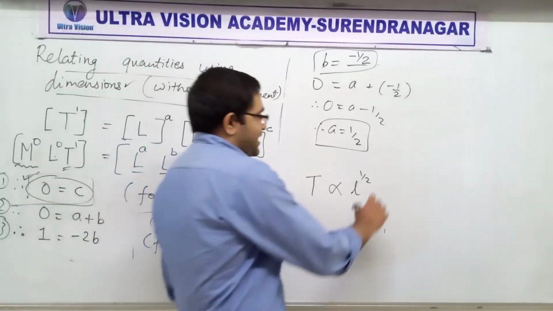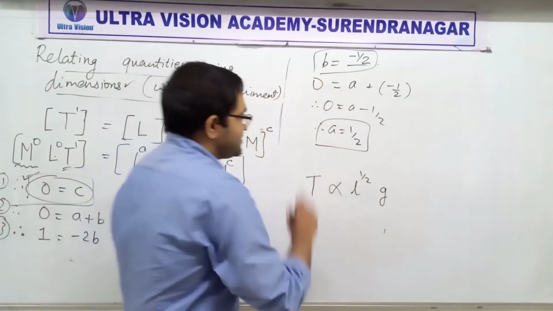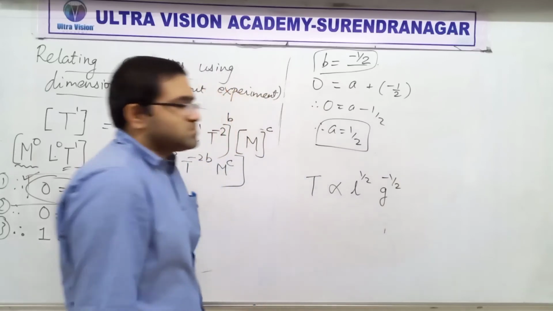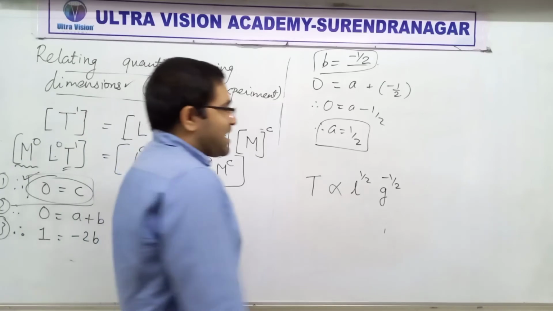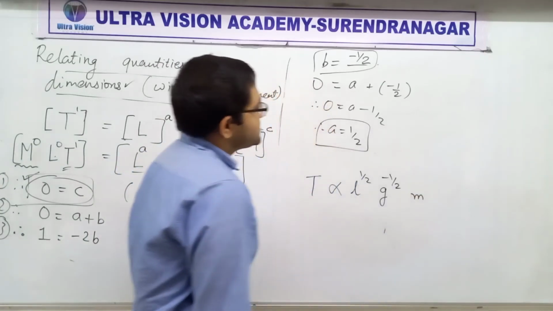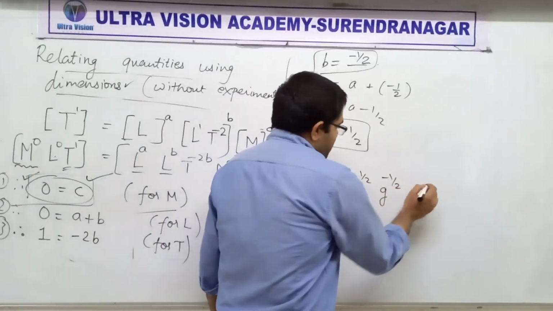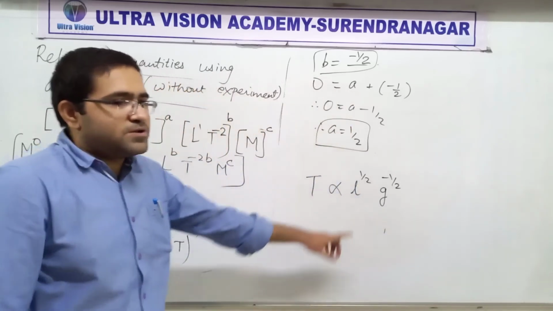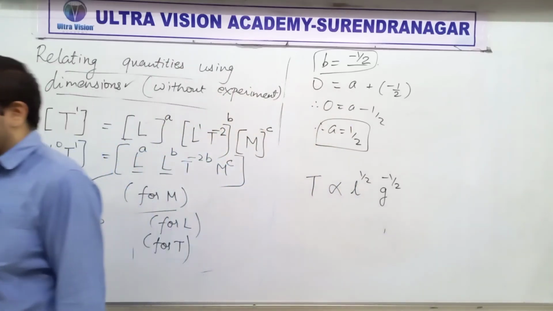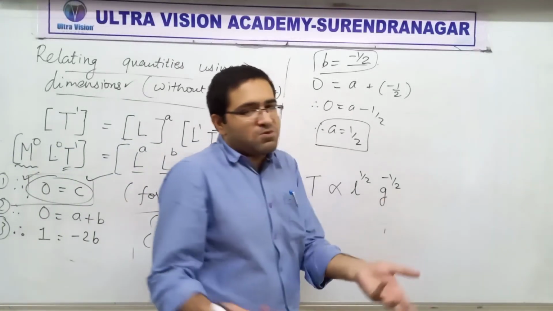Now, next, G raised to b. There was G raised to b, isn't it? What's b? Minus 1 by 2. So G raised to minus 1 by 2. And M, mass, raised to c. But c is 0, so anything raised to 0 means just 1. It's okay if you don't write it. Clear or not clear? There is no need to write mass over there because anything raised to 0 is 1. So mass raised to 0 becomes 1.